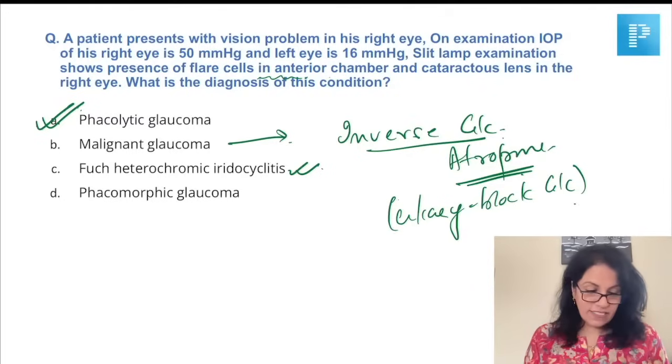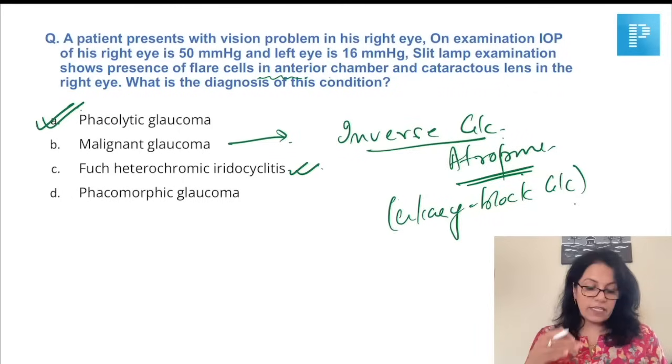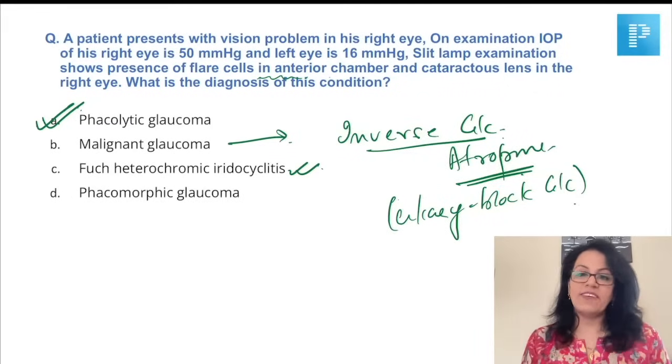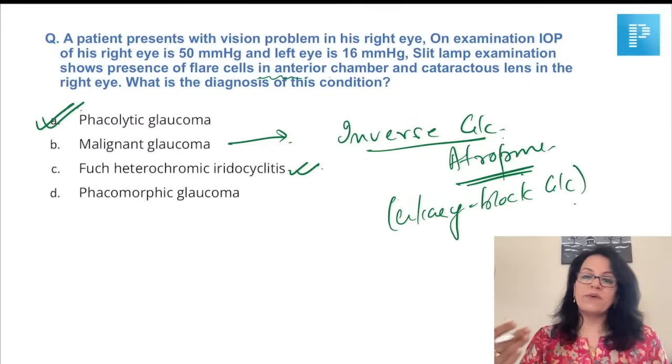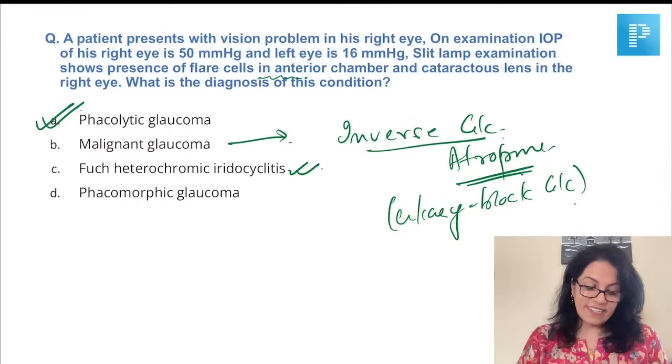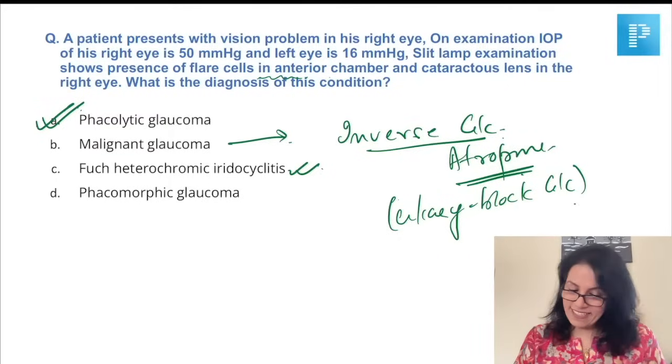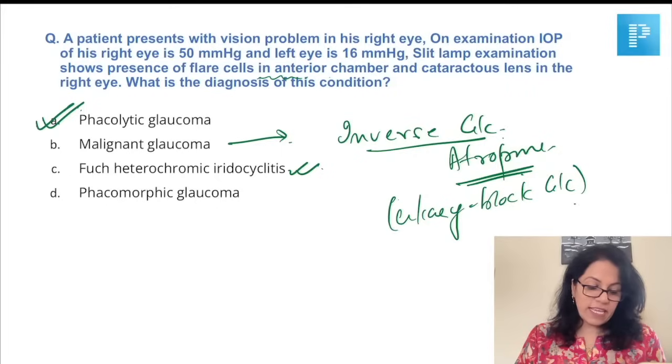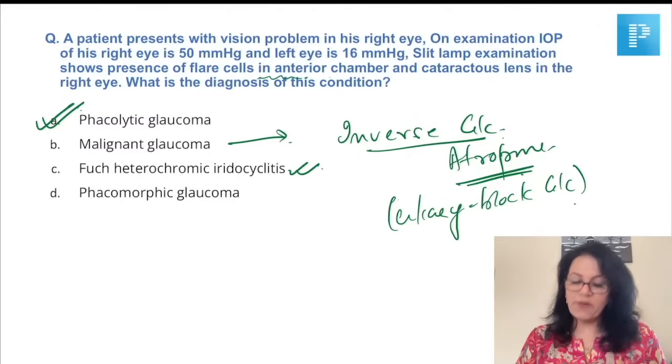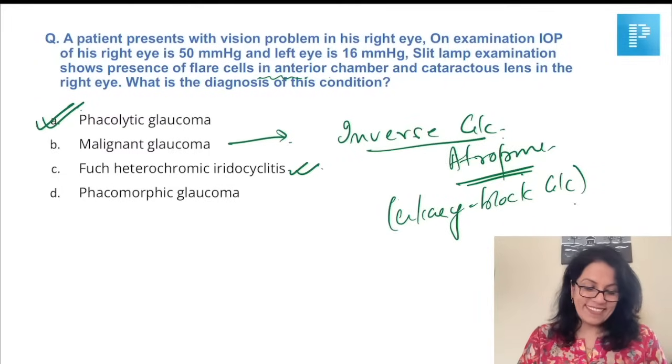Flare was not given. Okay, if it was a deep anterior chamber, then phacomorphic is automatically excluded anyway. It goes more in favor of phacolytic if deep anterior chamber was mentioned. Right? Okay. So when you say cataract-induced uveitis leading to glaucoma, which term is it going towards in all these four terms? Isn't it phacolytic, right?